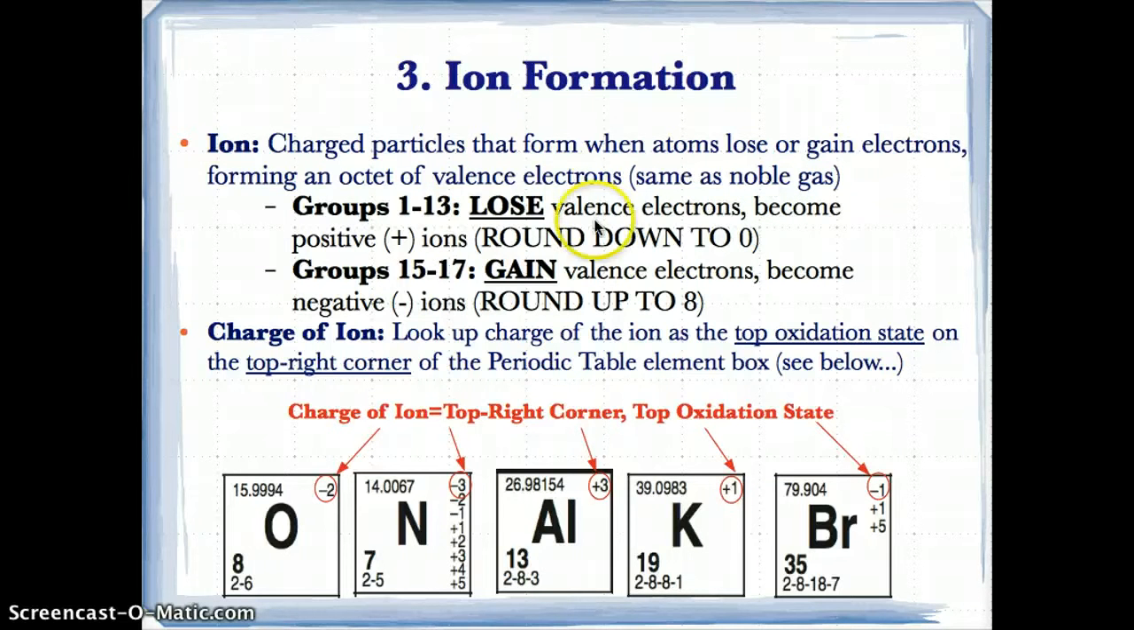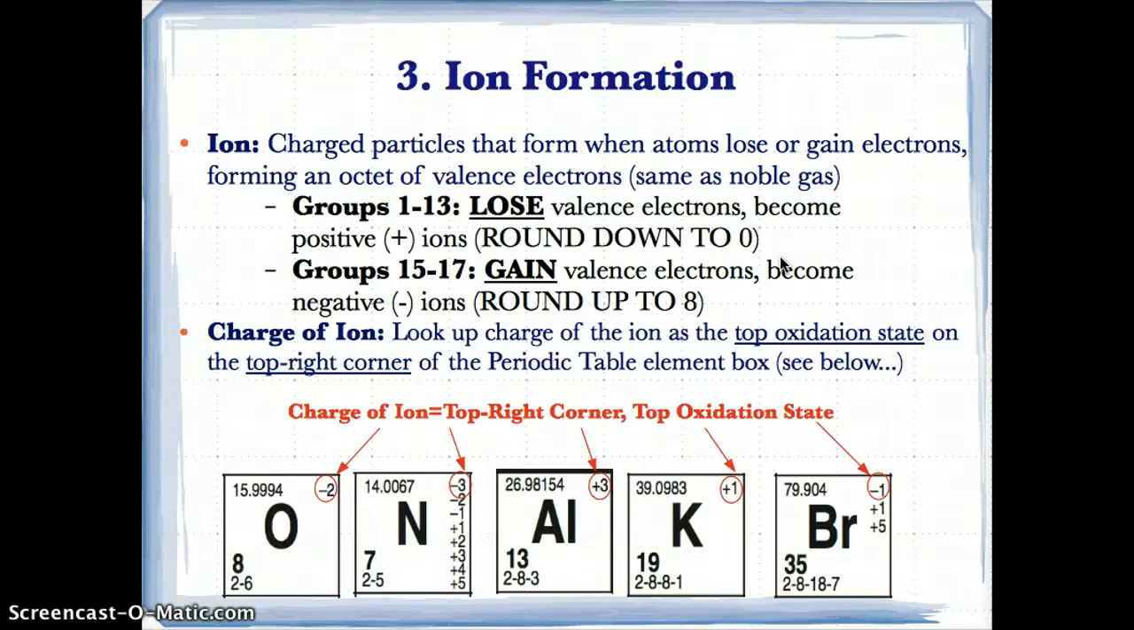All right, groups 1 through 13 on the periodic table, you can just look at the columns labeled 1 through 13 on the periodic table, will lose valence electrons, and they become positive ions. All right, and the reason why is because they lose negative charges, so they become positive. So just remember again, groups 1 through 13 lose valence electrons and become positive ions as a result. And you can think of it as the numbers at the end rounding down to 0. Groups 1 through 13 will lose their valence electrons to become positive ions.